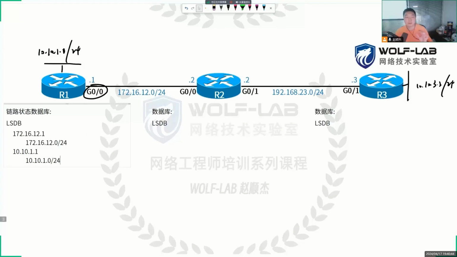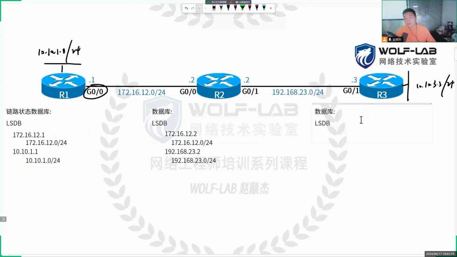To make it easier for you to understand, similarly for R2, if we run a link state routing protocol, then I have an address 172.16.12.2, which is part of the 172.16.12.0/24 network segment. And for example, I have another address, 23.2, connected to the 23.0/24 network. In another router, R3, I have an address 192.168.23.3, connected to the 192.168.23.0/24 network, and an address 10.10.3.3 connected to the 10.10.3.0/24 network.